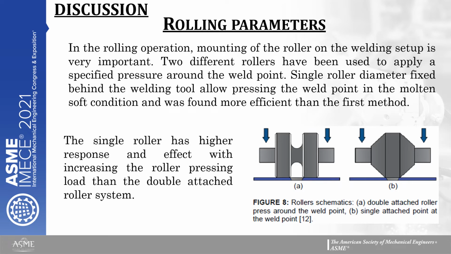The efficiency of rolling process depends on the rolling parameters. In the rolling operation, mounting of the roller on the welding setup is also very important. Two different rollers have been used to apply a specified pressure around the weld point. Single roller diameter fixed behind the welding tool allows pressing the weld point in the molten soft condition and was found more efficient than the first method. The single roller has higher response and effect with increasing the roller pressing load than the double attached roller system.